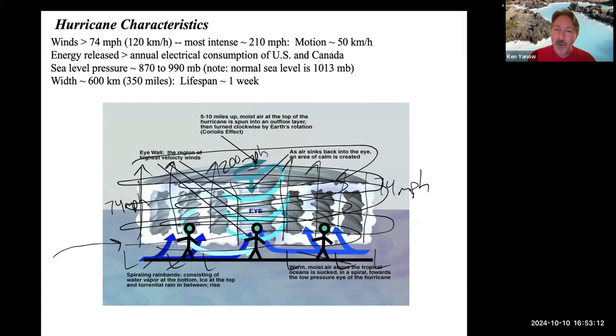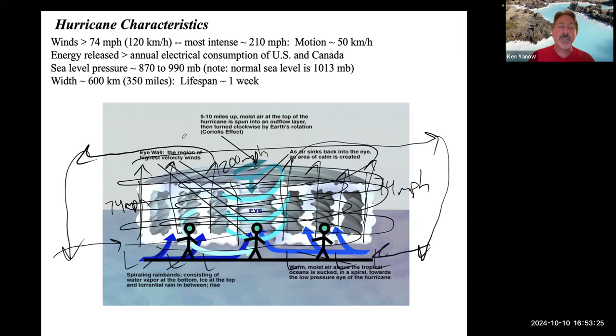And when it gets to the upper atmosphere, it's got to go somewhere. So a lot of the air is going to flow outward like this and then feed back into the system and feed the low pressure cells. But some of the air will also come this way and converge together. And the only place for it to go is straight down. And this is the high pressure system within the storm. That's what the eye of the storm is. The eye of the storm is a high pressure cell.